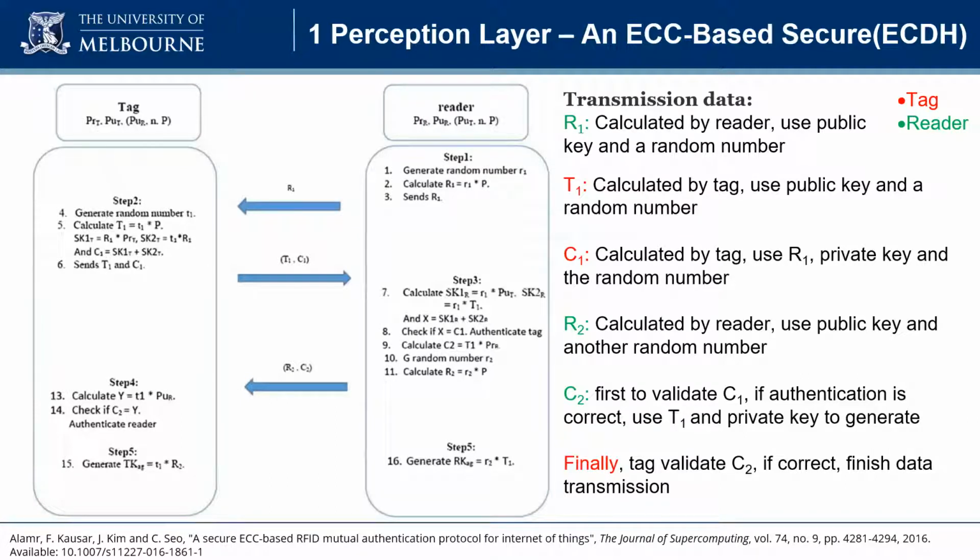After this, the tag transmits T1 and C1 to the reader. Next, the reader uses a random number and the public key to generate R2 and verify C1. After the verification, it uses T1, which is from the tag, and its private key to generate C2, and then sends it back to the tag. Finally, after the tag verification, both devices can get plain text.